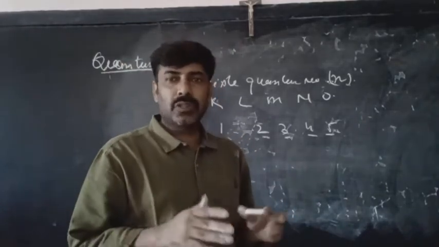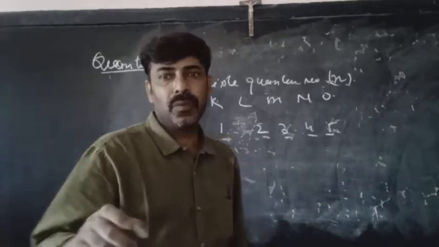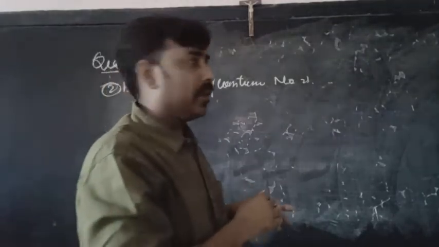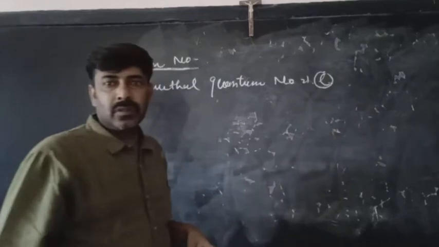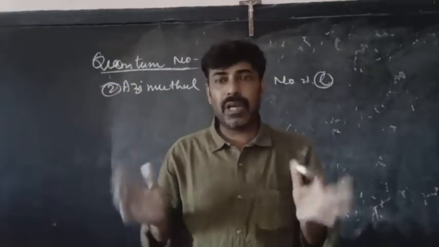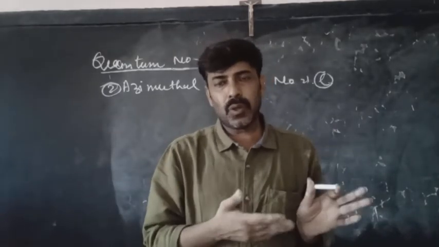Now we are going to see the next quantum number, that is the azimuthal quantum number. The azimuthal quantum number is denoted by the letter l. As we saw, the value of the principal quantum number was always a positive integer. What will be the value for the azimuthal quantum number?